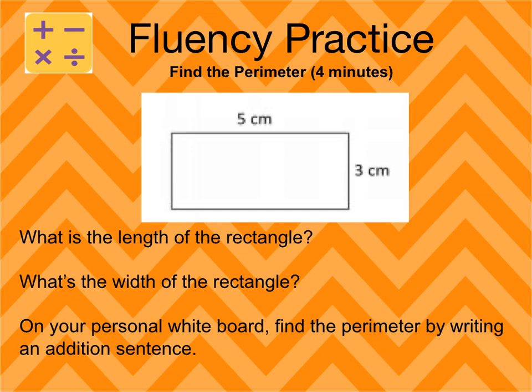Alright, boys and girls, here's your first question for today. Find the perimeter of this shape. So we're going to find the length of the rectangle and the width of the rectangle. Oops, I did those backwards. We're going to find your length, which is usually up and down, your width, which is usually side to side, and then on your own piece of paper, I want you to find the perimeter by writing an addition sentence. Then you'll go ahead and type in the perimeter for the shape, and then we'll continue on.